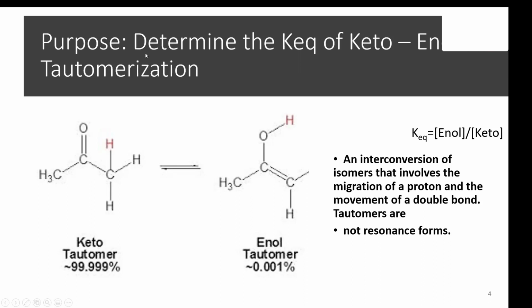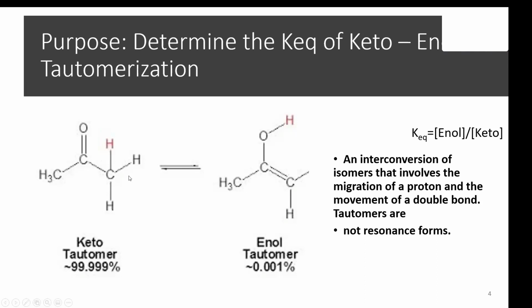The objective for experiment 4 is to determine the equilibrium constant of a keto-enol tautomerization. So let's look at a case of acetone, the 3 carbon, and the carbonyl group in the center carbon. At room temperature, there is equilibrium between this keto form and this enol form. I label this hydrogen as red.